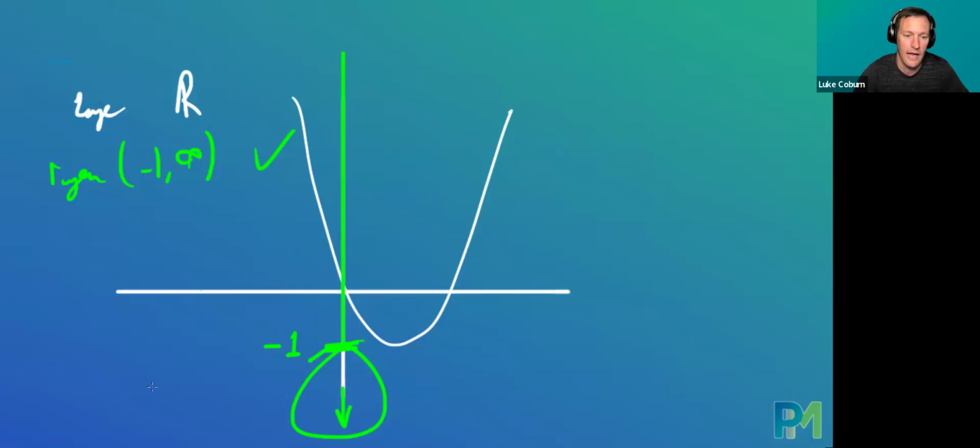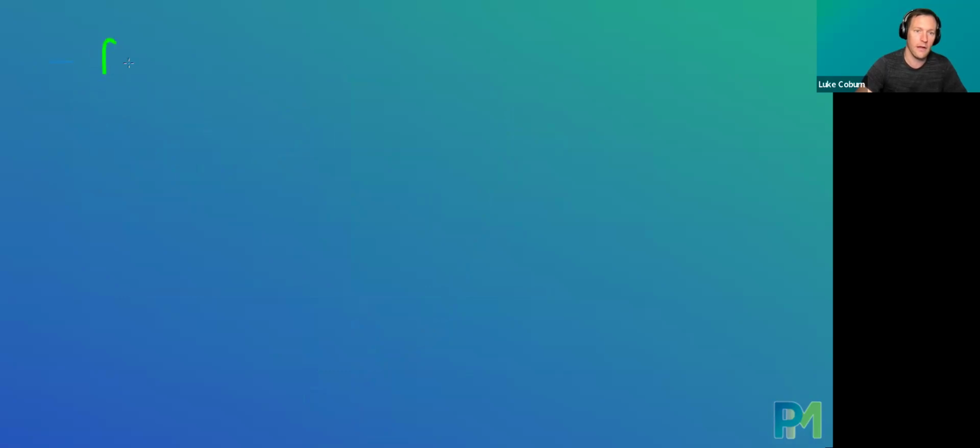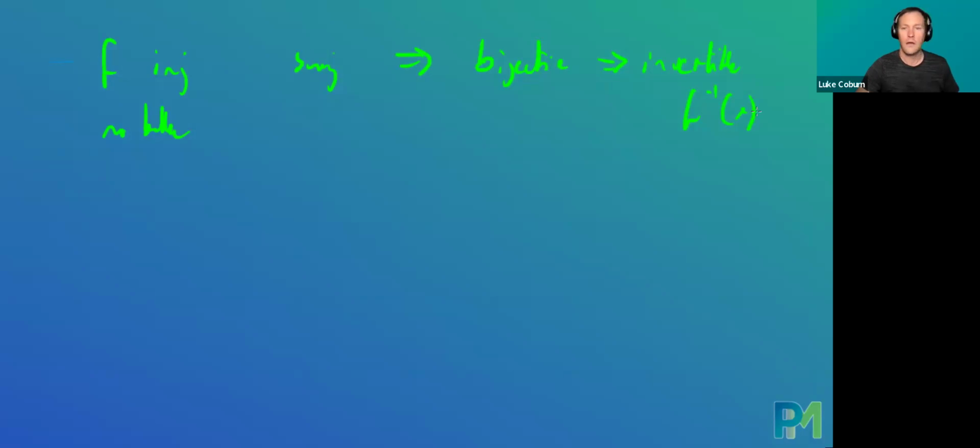And okay, so let's talk about the last thing. So basically, if we take a function f, if it's injective, no bubbles. If it's surjective, then it's bijective, meaning it's surjective and injective, which means that it's invertible. And we can find f inverse of x. Okay, so let's think of an example. Okay, so why is that important?